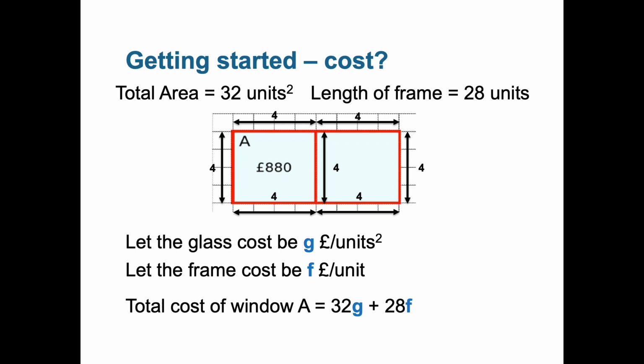So if we're trying to work out the total cost of window A, it will be 32 times G, the cost per unit squared, plus 28, because we know the length of the framework here is 28, times F, the cost of 1 unit length for the framework. So we have this equation that the total cost of this window is 32G plus 28F. And of course, we know the window costs £880. So by looking at window A, we can develop this equation, 880 equals 32G plus 28F, an equation with two unknowns.